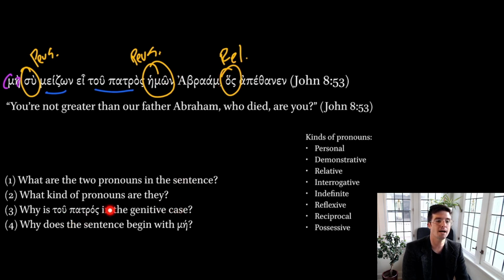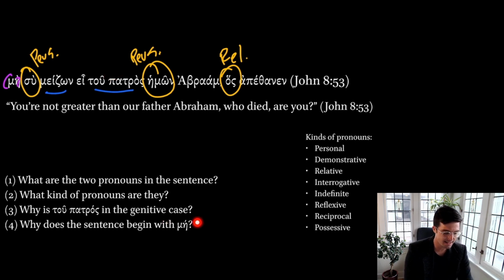So why is tou patros in the genitive case right here? The reason for this has to do with what we have over here with the comparative meizon. Remember, a comparative is going to take a genitive after it. In this case, the verb, the to be verb here, is interrupting our comparative and our genitive, but greater than our father. So the than is implied by the genitive here because the comparative is going to take the genitive. So this is a bit of a review, not from what we've done in this video, but from past lessons.